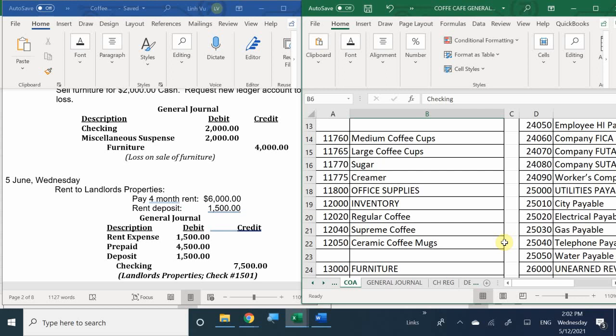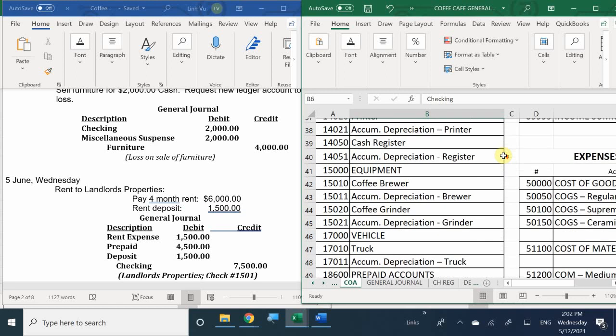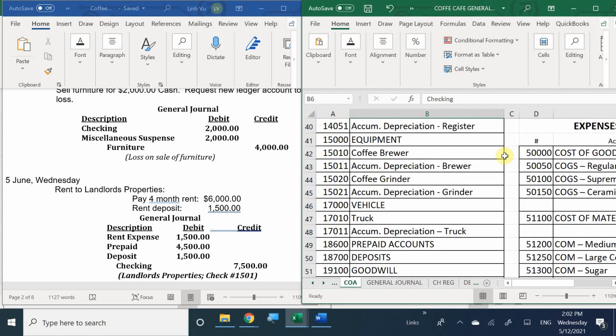When we prepay for a service, right? If we paid something else, 18,600. It's considered an intangible asset, because we own those 3 months of rent. But can we physically touch that? No, it's only signed on a piece of paper in your contract. So prepaid accounts is going to be your account here, 18,600. And lastly, do we have a deposits account? Yes, we do, 18,700.